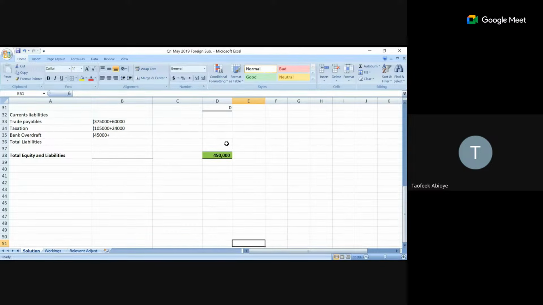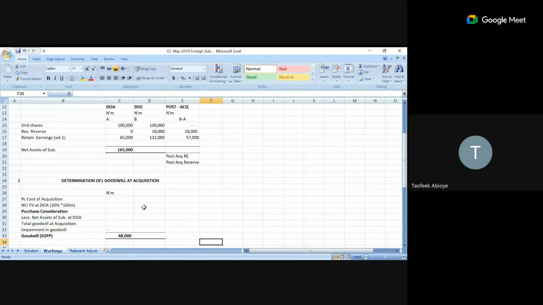Now, what next? We can now move to additional information. Now, additional information number one. What does the examiner say? I think that additional information, we don't actually need it, but let's look at it together.